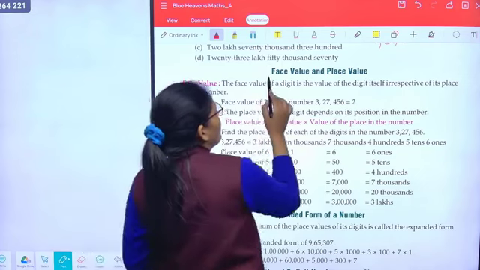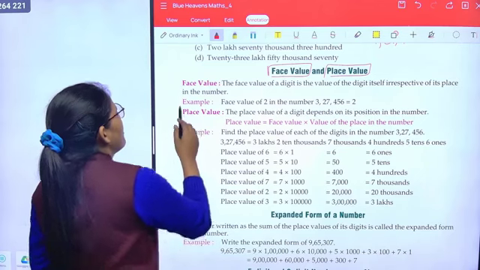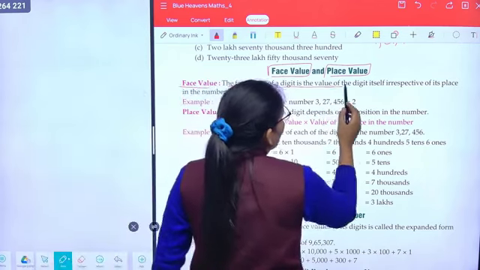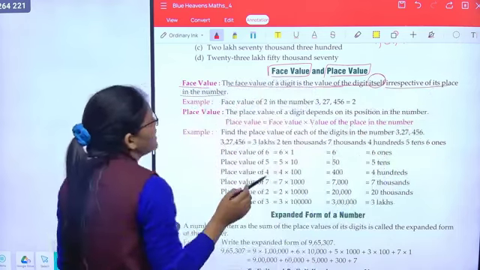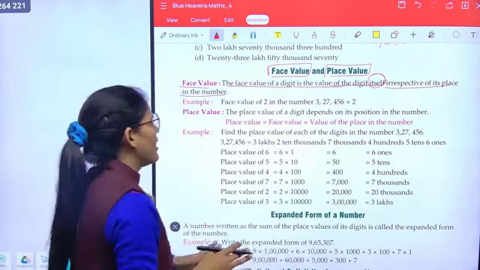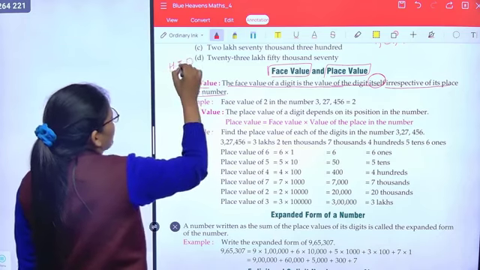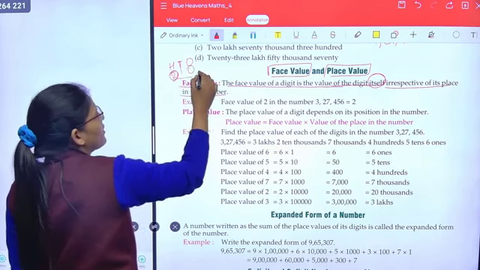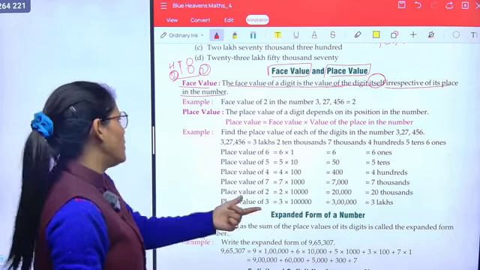Now, students, face value and place value. Face value: the face value of a digit is the value of the digit itself, irrespective of its place in the number. Means face value क्या होती है? जो नंबर होता है वही उसका face value होता है. क्लास, अगर मैंने आपसे पूछा यहाँ पर 2 की फेस वैल्यू क्या होगी, तो 2 ही होगी. 1 की 1 होगी, 0 की 0 होगी.